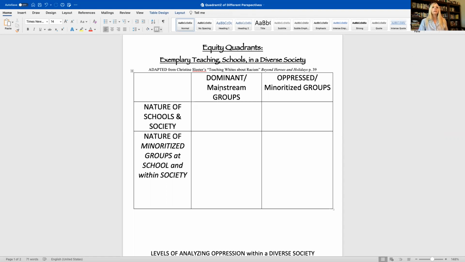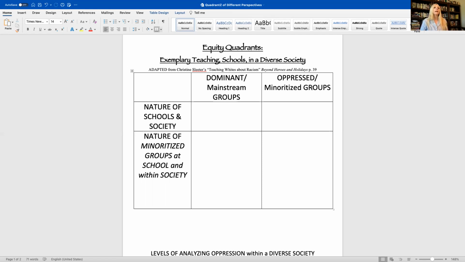And the first column here is called dominant mainstream groups. We're looking as if we're putting on a pair of glasses and we're looking at the world through these dominant mainstream glasses. What do we see when we put these glasses on? And then we're going to look also at a different pair of glasses. And this pair of glasses is going to be our minoritized oppressed groups pair of glasses. It's always different depending on which group you are situated in.